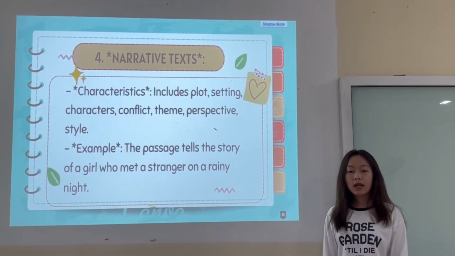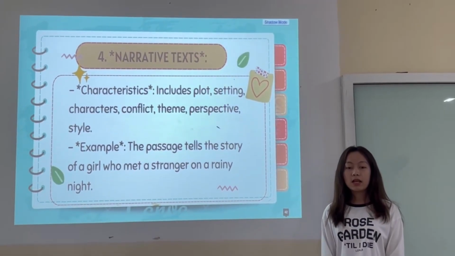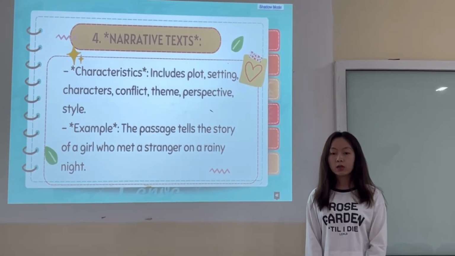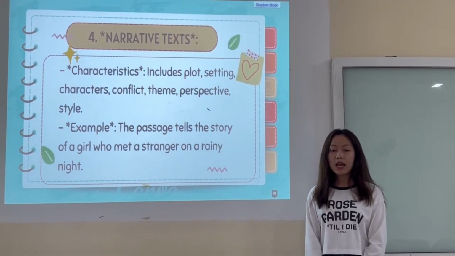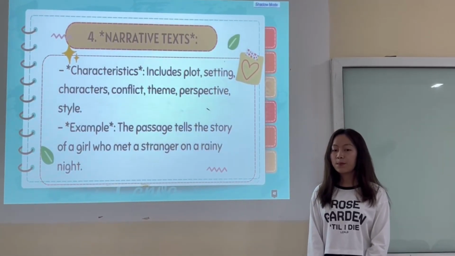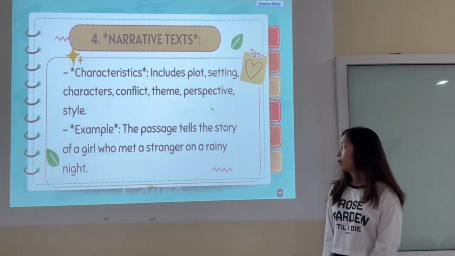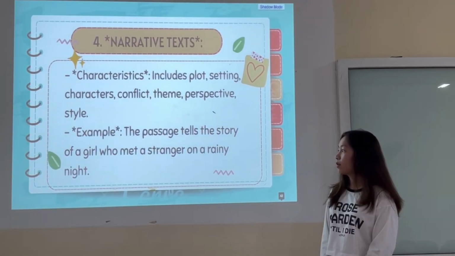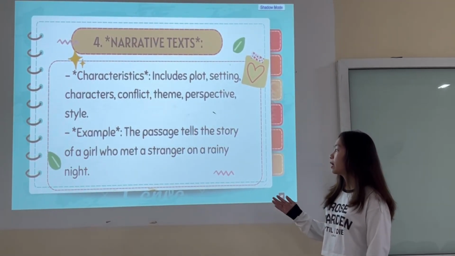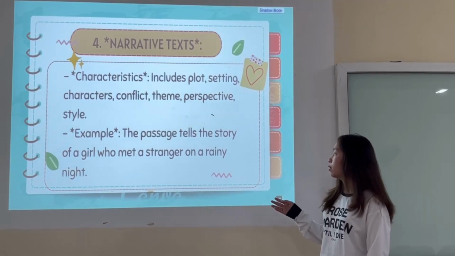The fourth is narrative text. Characteristics include plot, setting, character, conflict, perspective, and style. Example: the passage tells the story of a girl who met a stranger on a rainy night.